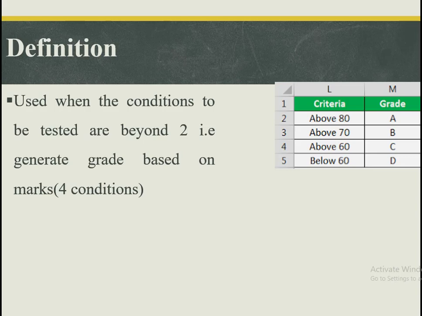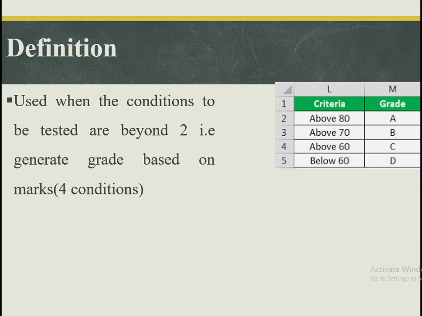Assuming you had such a grade criteria that ensures that any student who gets above 80 in the average gets an A, 70 and above gets a B, a student who has 60 gets a C, and any student who gets below 60 gets a D.